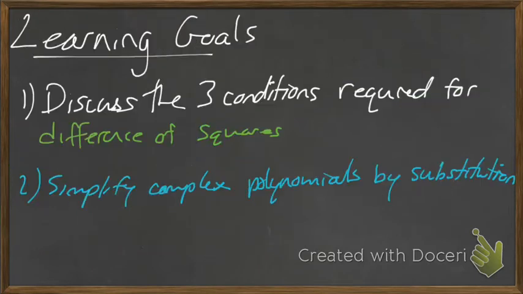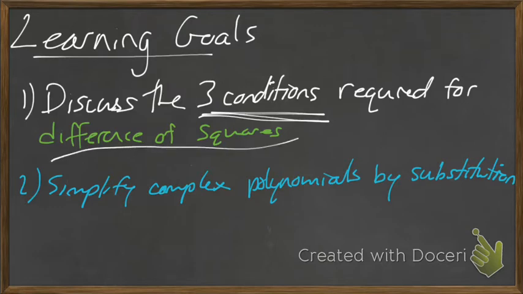Learning goals for this lesson, we're going to discuss the three conditions. There are three very specific conditions required for a difference of squares. A difference of squares pretty much means what it sounds like. If you square a number and there's two differences, it'll make sense in a bit.